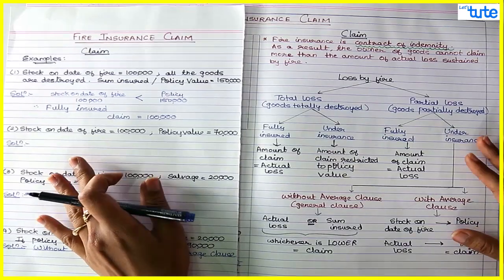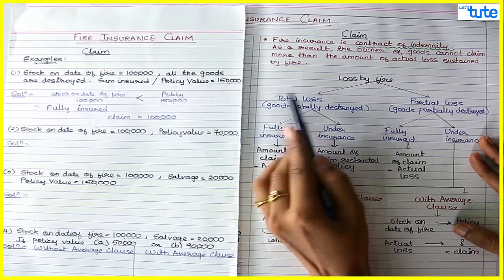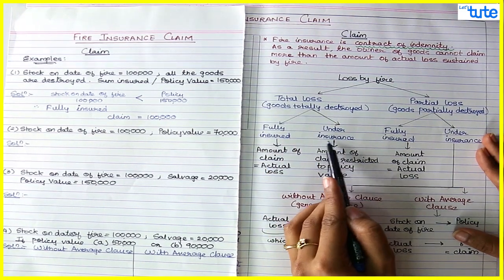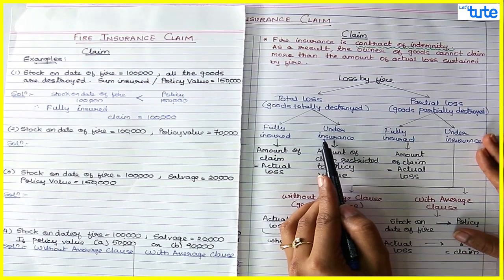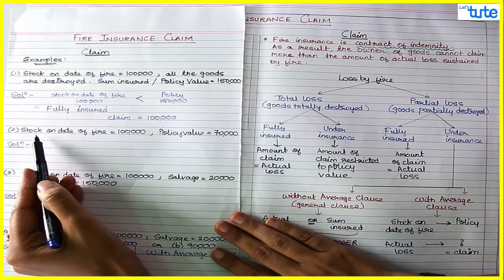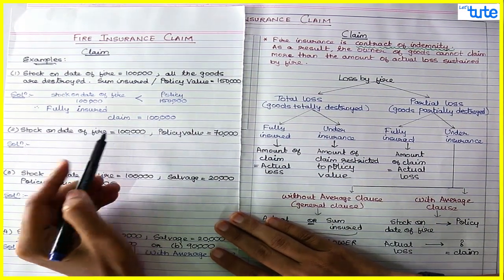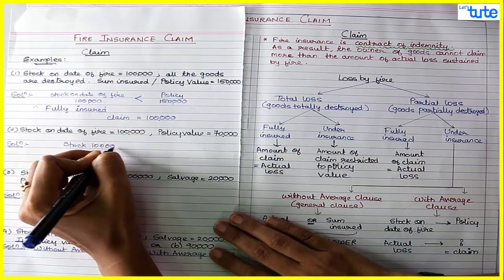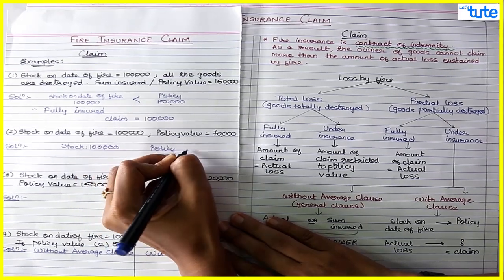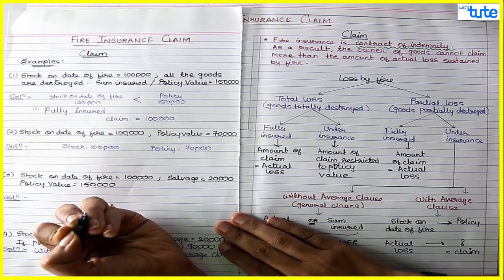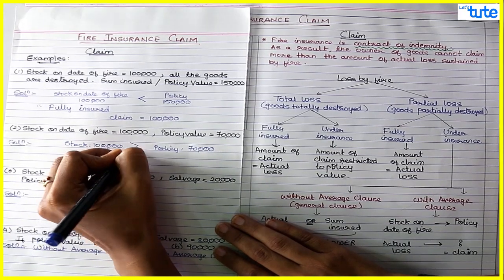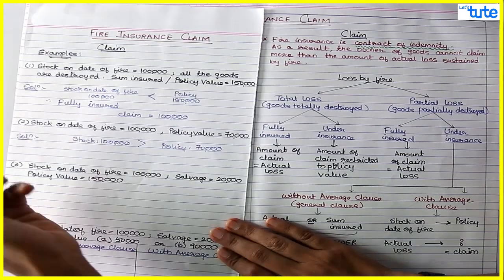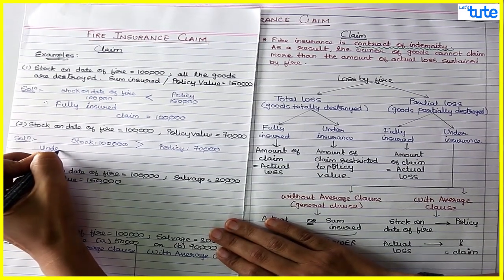Now the second situation: if all the goods are totally destroyed, so this is a case of total loss, and it is under insurance. Now what do we mean by under insurance? If we see this, stock on date of fire is 1 lakh, but the policy is 70,000. So stock is 1 lakh, but our policy value or sum insured is 70,000. In this case, your stock is more than the policy value. So do you have the full amount of policy? No. So this is a case of under insurance.